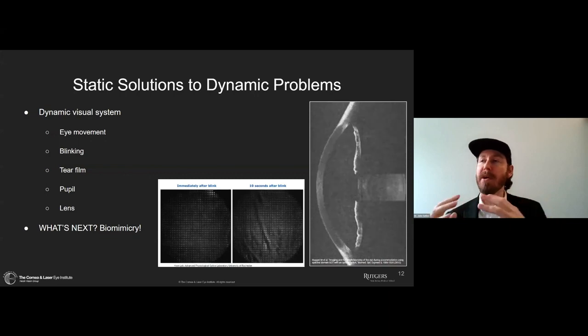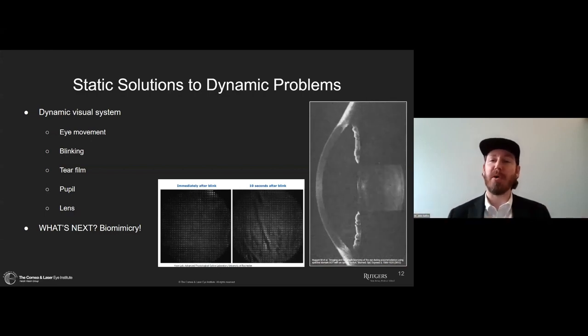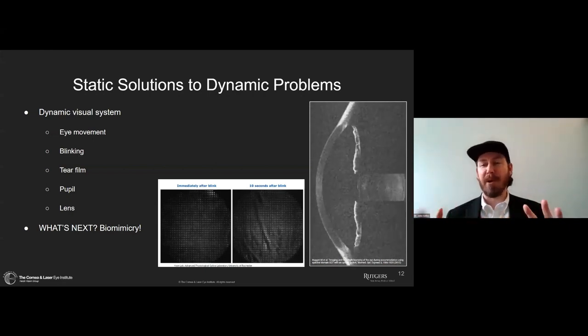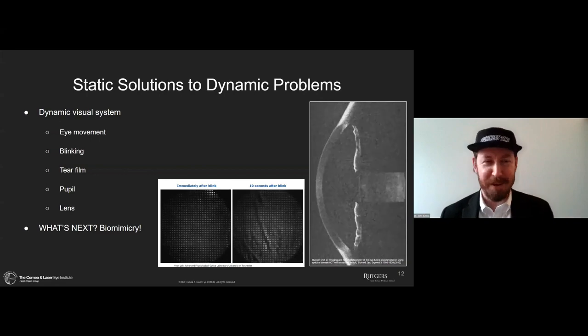What we're going to talk about right now are static solutions to solving the general optical problem of the eye. If we look into the future, though, we'll be looking at variable optics, optics that can change over time and respond to the environment around us to create dynamic solutions for these dynamic problems. But we're not quite there yet. So let's saddle in for some static optics.